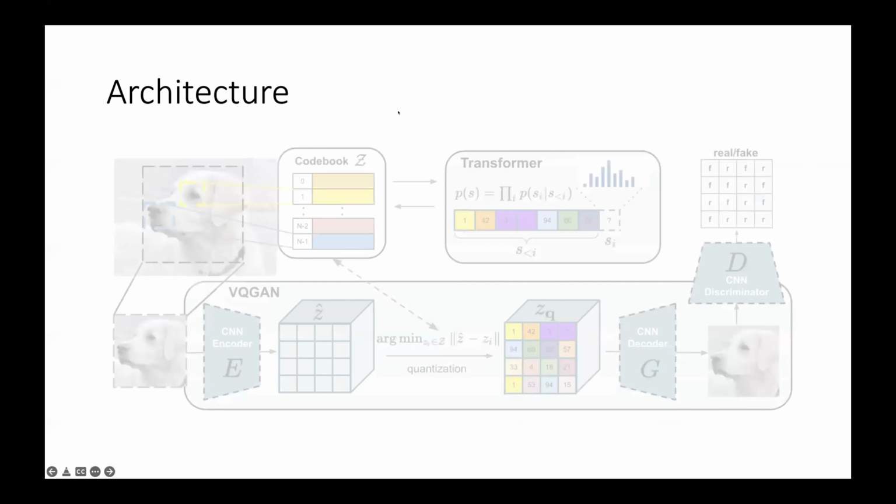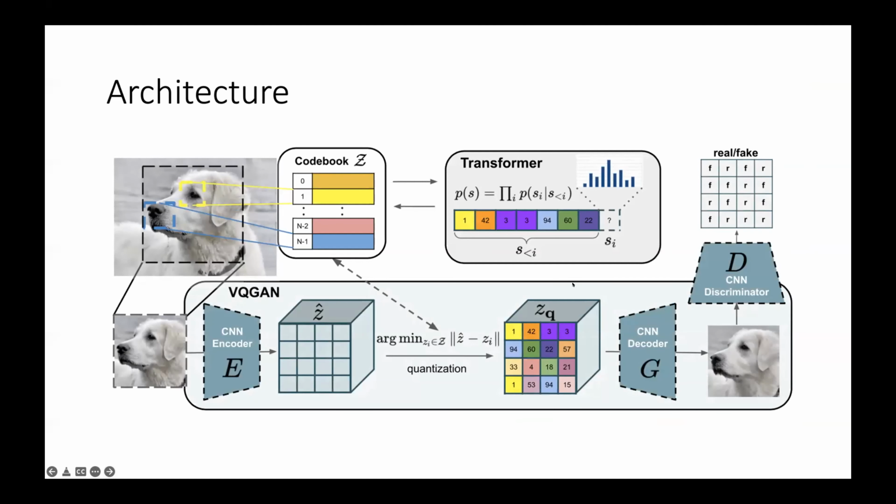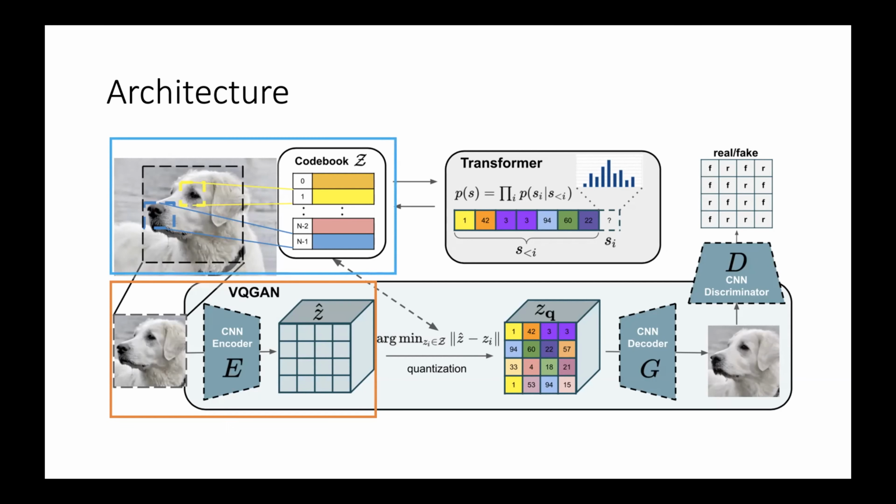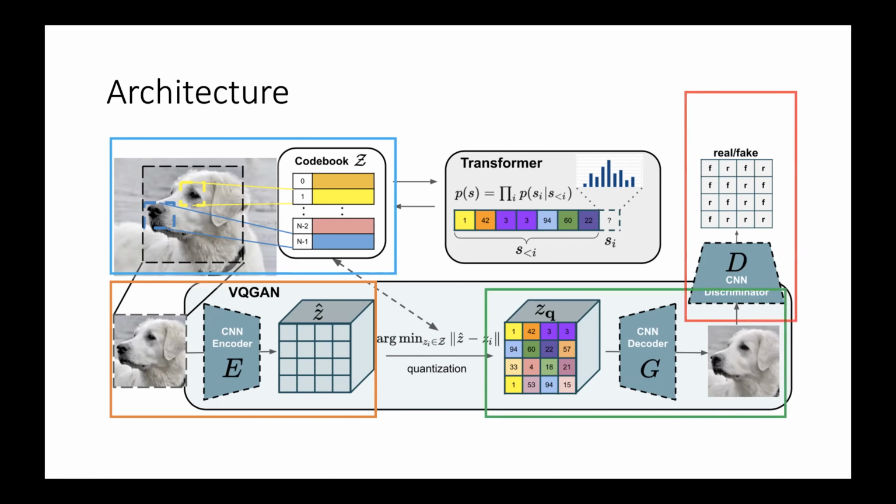As for the architecture, the presented architecture in the paper is something like this, and I will break it down for better understanding. First, I'm going to talk about the CNN encoder, then the quantization and the codebook, then the CNN decoder and the adversarial training procedure, and at the end, I'm going to talk about the autoregressive transformer.